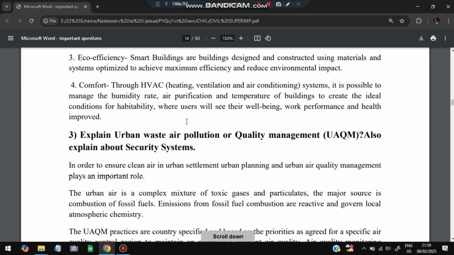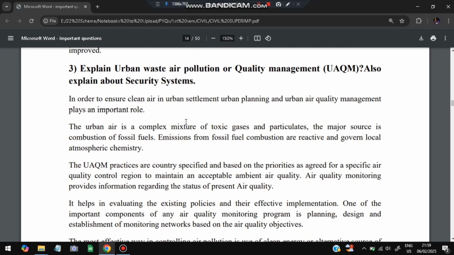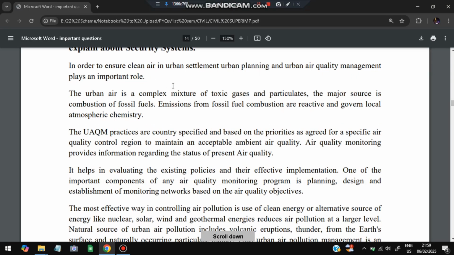Next is to explain urban air pollution or quality management, and to explain security systems. In order to ensure clean air in urban areas, there are plans and departments which work on improving the quality of the air in urban spaces. Urban air is a mixture of toxic gases and particulates, with a major source being fossil fuel emissions that are reactive and govern local atmospheric chemistry.